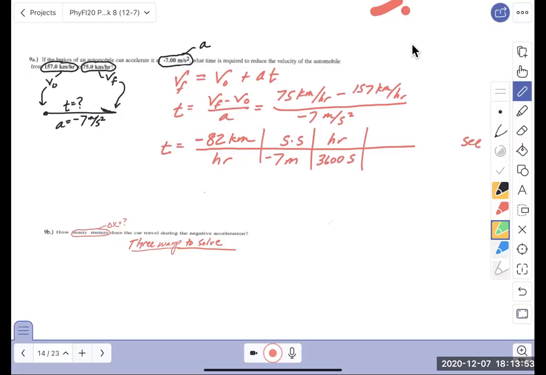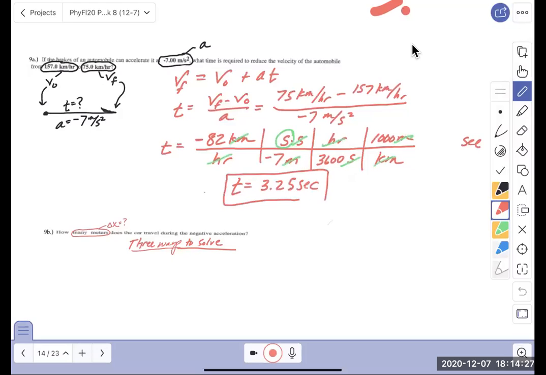The green kill pin will kill the hours and one of the seconds. Then I've got to get the kilometers and meters, so we have 1,000 meters over a kilometer. Meters die, kilometers die, and I'm left with seconds. I do the math there, and I find that T equals 3.25 seconds. So other than a little bit of unit issues, that's not a problem.